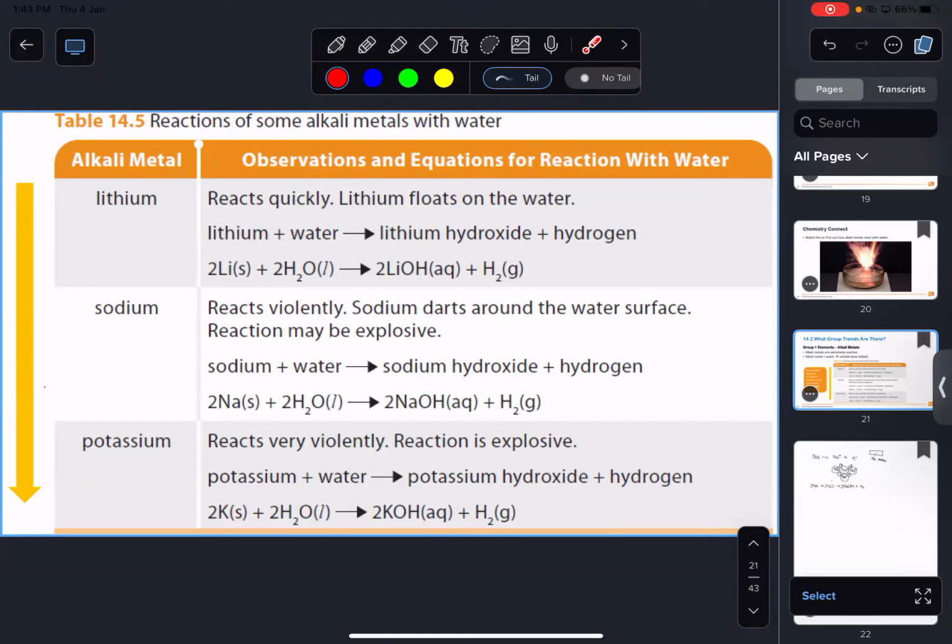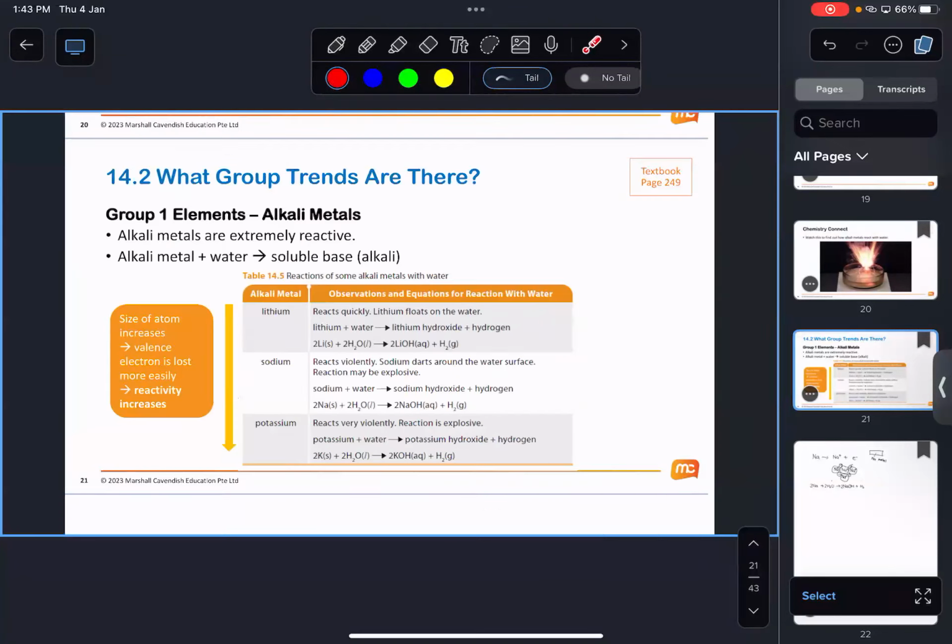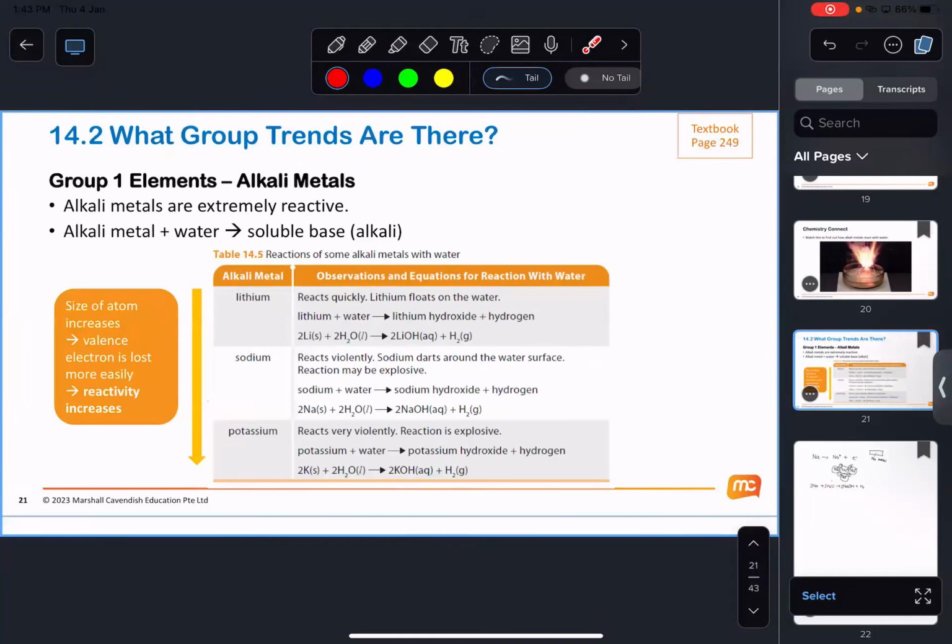Okay, what do you need to know for this side? Beside the equation, you need to describe the intensity of the reaction. So if the question asks you, what do you observe when sodium reacts with water, then you must write react violently. I think this is the perfect answer.